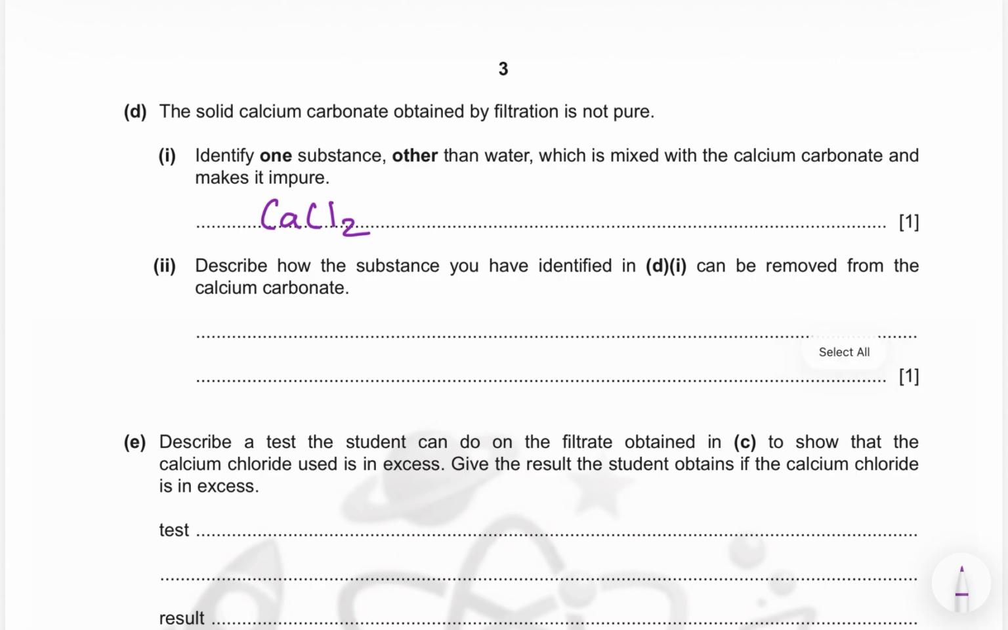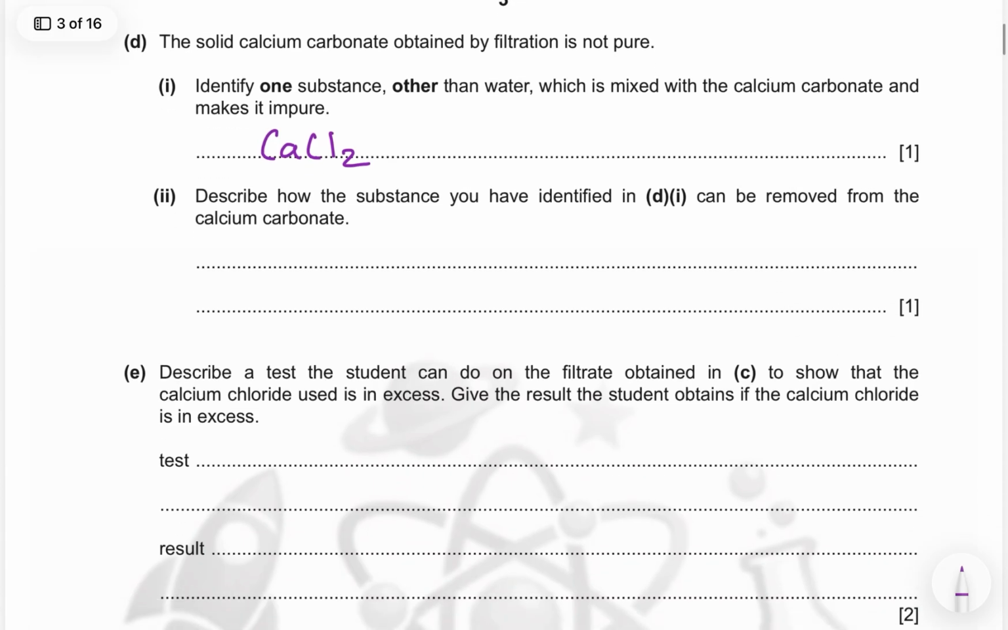Next, describe how the substance you have identified in D can be removed from the calcium carbonate. So to remove the traces of any of these reactants, we can rinse it with water. Okay, so we can pour water over the residue.